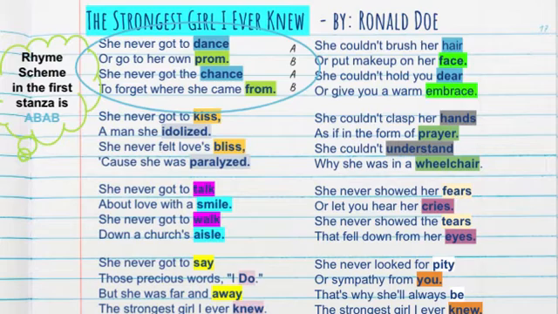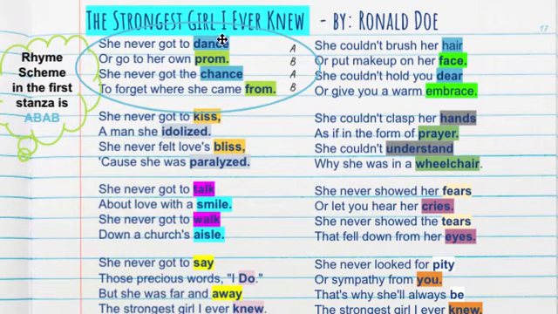So remember this poem, The Strongest Girl Ive Ever Known? So I'm looking just at the beginning, at the first stanza. We notice that this poem has several stanzas, right? We have 1, 2, 3, 4, 5, 6, 7, and 8 stanzas. But I'm only looking at the first stanza. So we have dance, prom, chance, and from.